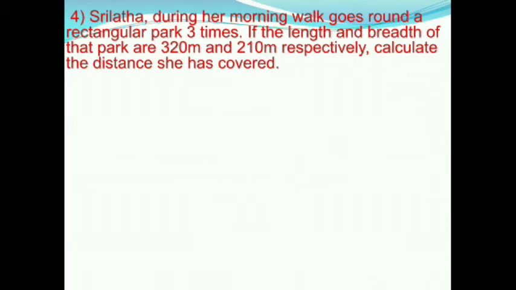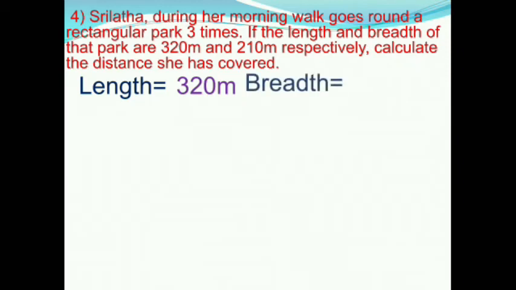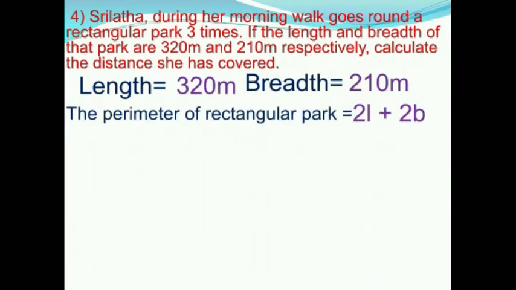Here, what is the length of the park? Yes, it is 320 meter. What is the breadth of that park? Yes, it is 210 meter. Which formula we can use here? Yes, it is 2L plus 2B. The perimeter of rectangular park is equals to 2L plus 2B. L means length, B means breadth.